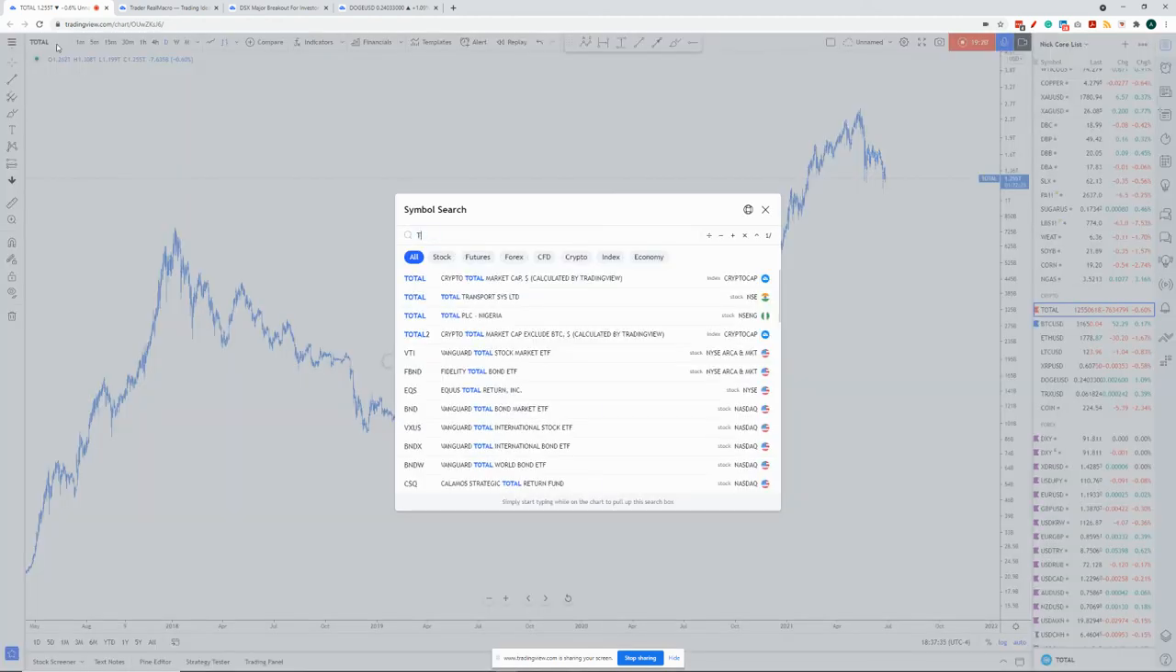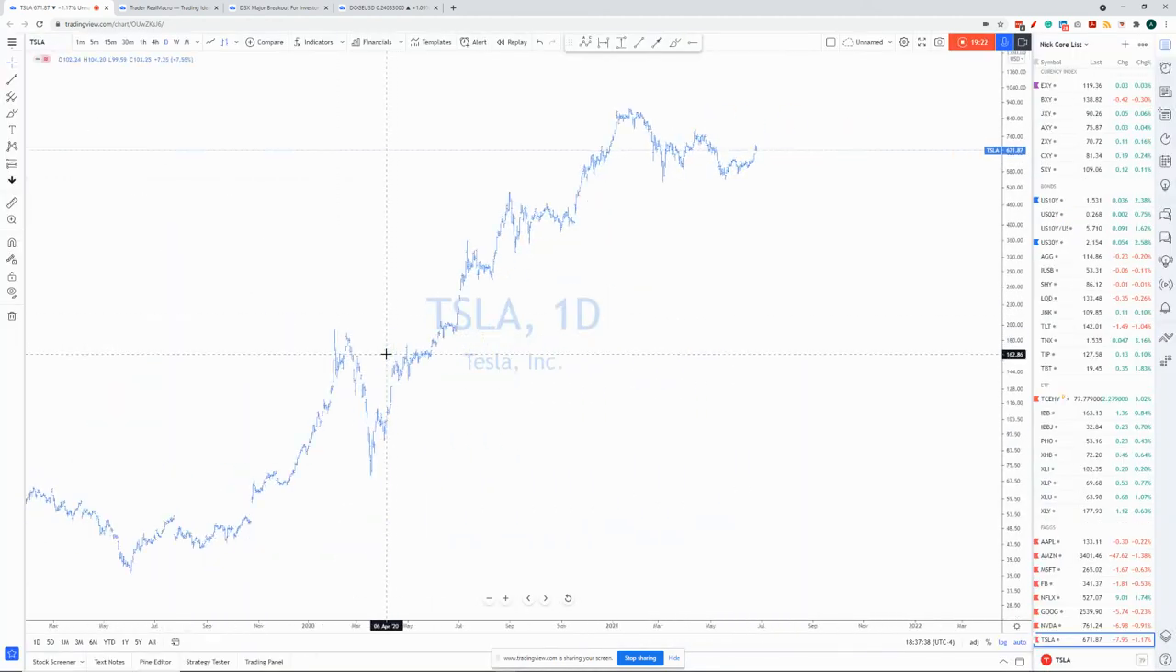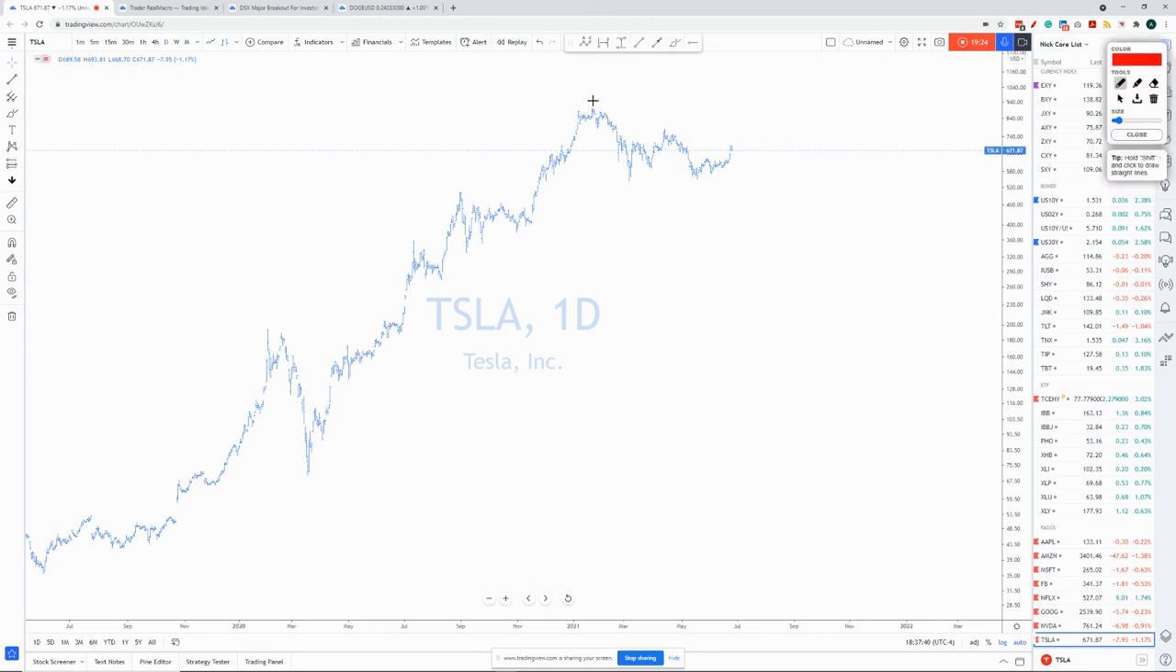Lastly, if you look at Tesla, it might have a nice little breakout here. It's kind of obvious. Let's see if this breaks out.